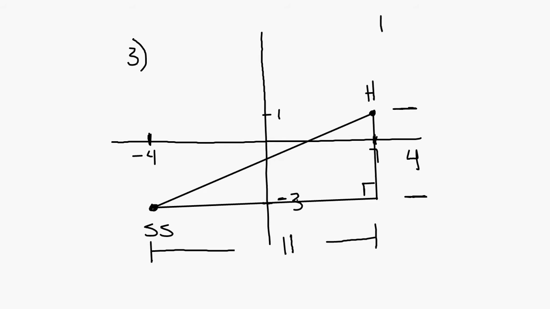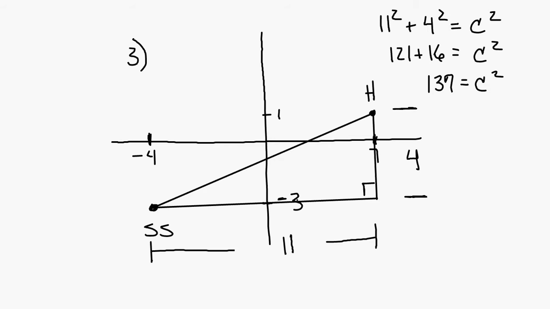So that would be 11 squared plus 4 squared equals c squared. So 121 plus 16 equals c squared. 137 would equal c squared. And if you find the square root of both sides, you're going to get the square root of 137 equals c. And the square root of 137 is 11.7. So either of those are correct.